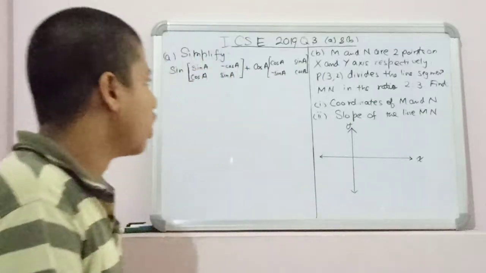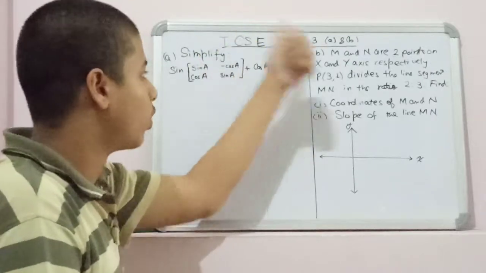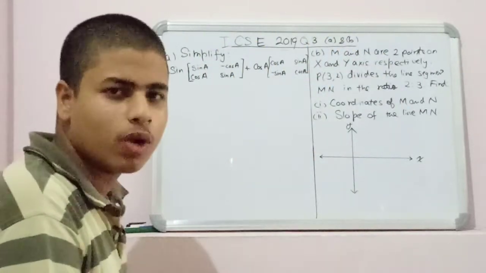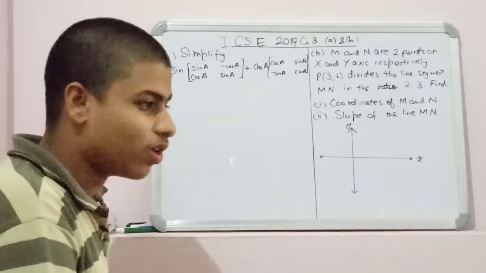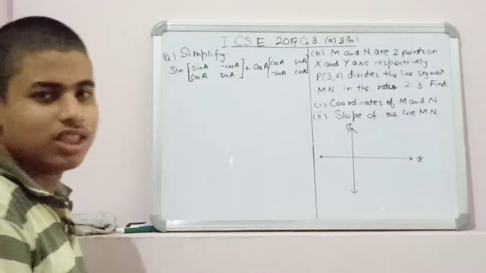Hello, today we are going to do these two problems from ICSE 2019. These are question number 3, part A and part B. Let's read the question and you try to do it on your own first, and then unpause the video to watch the solution.